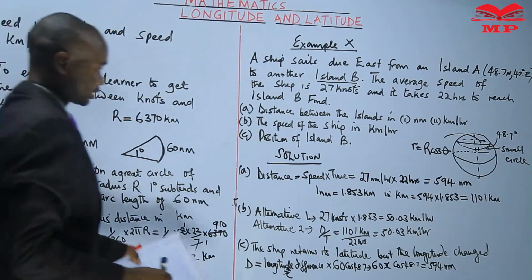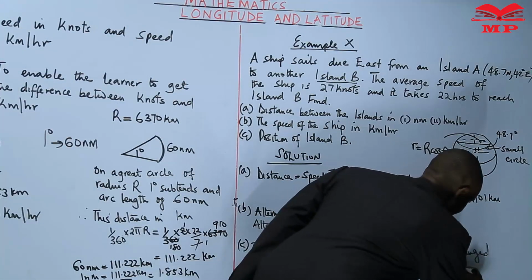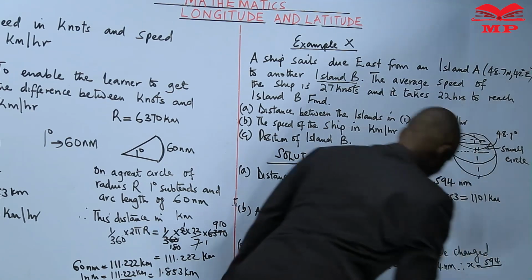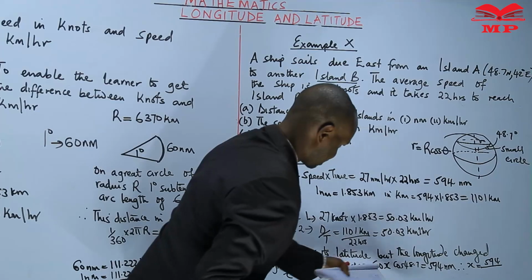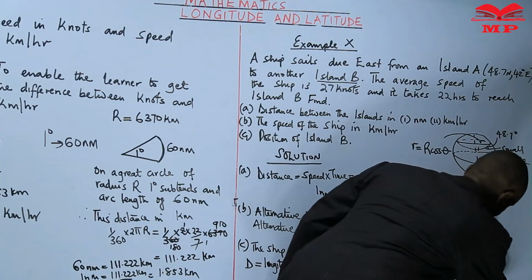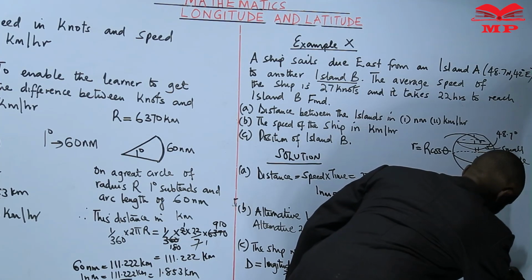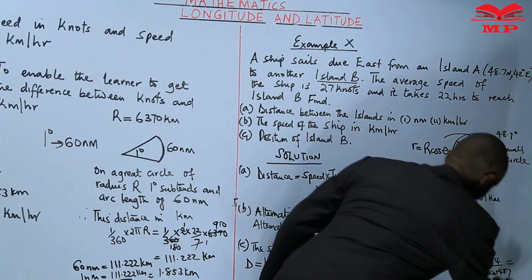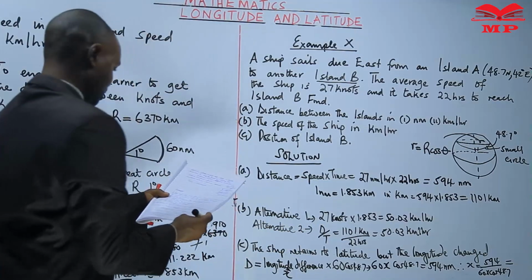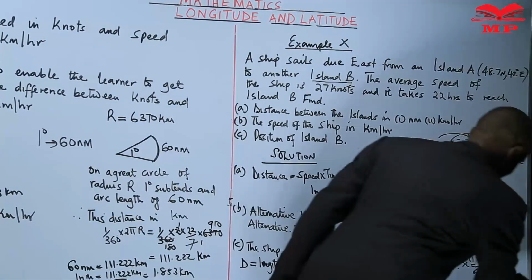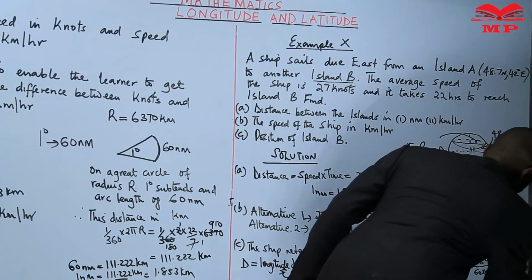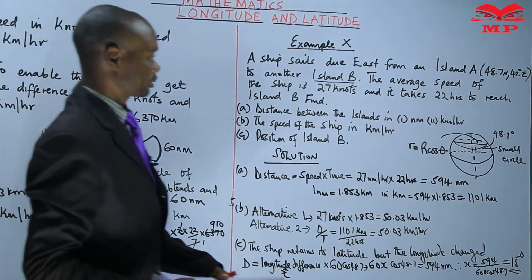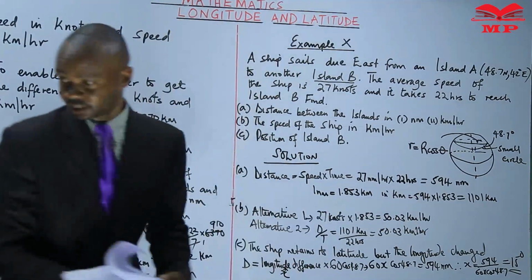So x will be 594 divided by 60 times cos 48.7. That gives you 15 degrees. So the longitude changed by 15 degrees.